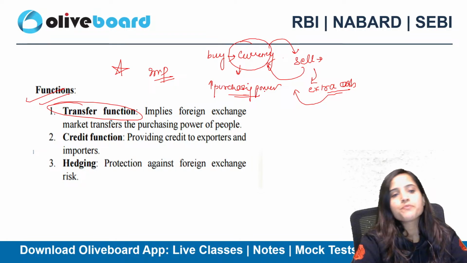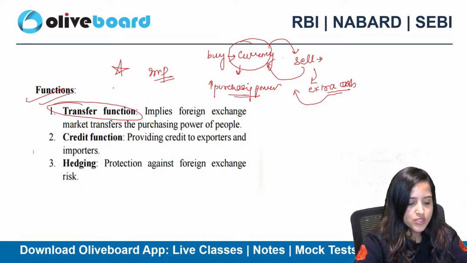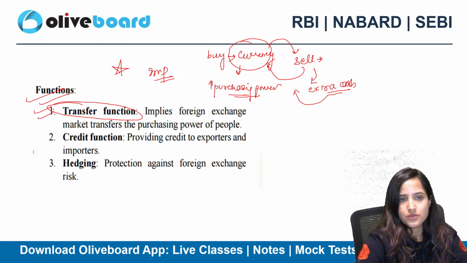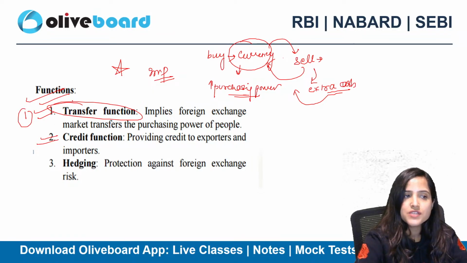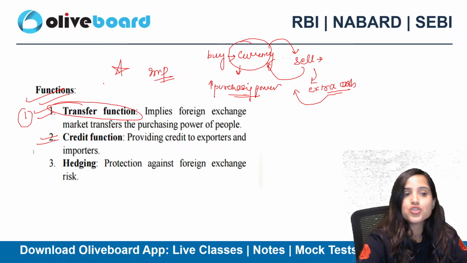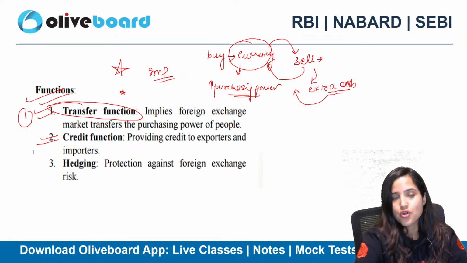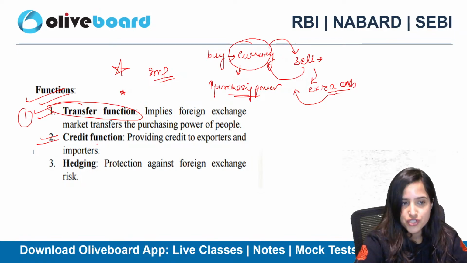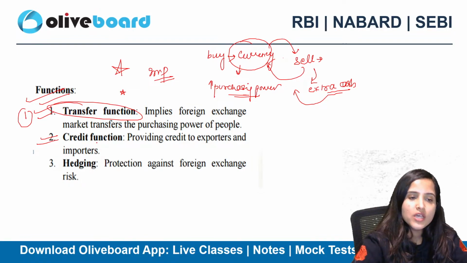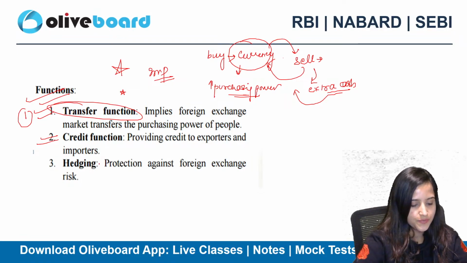Very good evening. So this is what is known as the transfer function. Okay. Then we have the credit function. So first is your transfer function, which means you're transferring the purchasing power from one person to another. That is the first function of your foreign exchange market. Second is your credit function, that is providing credit to exporters and importers.